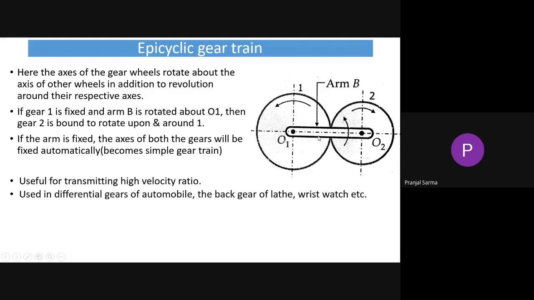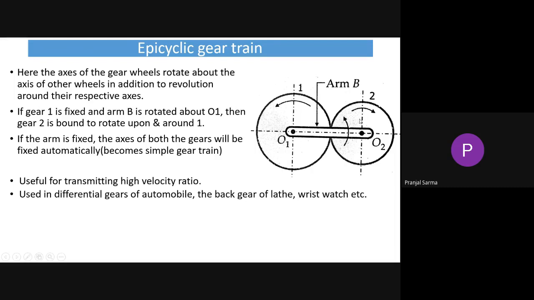So what is this epicyclic gear train, how can we identify it, and what are its characteristics? Here the axes of the gear wheels rotate about the axis of the other wheel, in addition to revolving around their respective axes. What is the meaning of that? If you don't consider the arm, then it is a normal external mesh. In that case, if gear 1 is rotating anti-clockwise, due to meshing, gear 2 rotates clockwise.